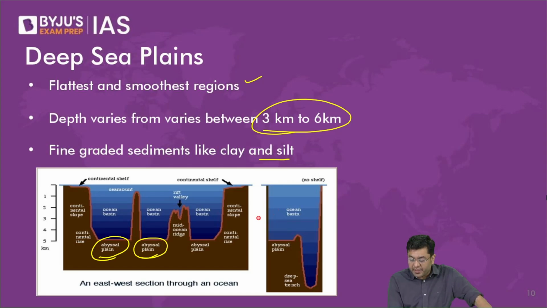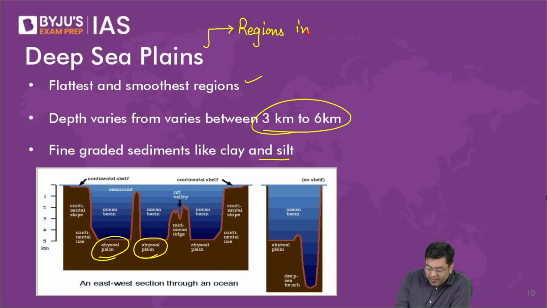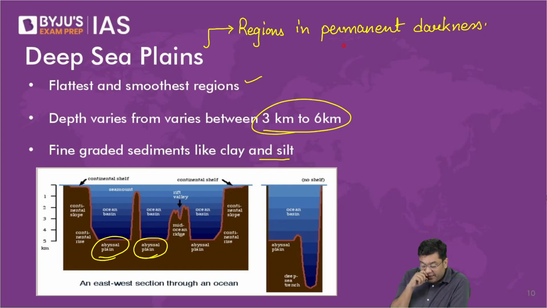Now, in certain areas, you will have the periodic presence of underwater mountain-like seamounts and guyots. Otherwise, you'll find them to be flat and featureless. So, the flattest and smoothest region, average depth around 3 to 6 kilometers, and fine-grained sediment like clay and silt are present. So, at these depths, do you think there will be availability of sunlight? No. So these are the regions in permanent darkness.